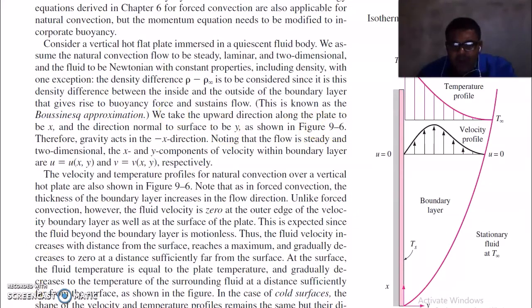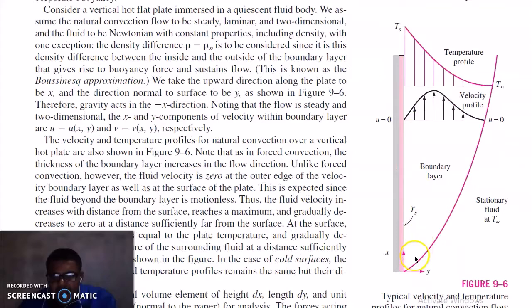Consider a vertical hot plate. So this is a vertical hot plate immersed in a quiescent fluid body. We assume the natural convection flow to be steady, laminar and two-dimensional, and the fluid to be Newtonian with constant properties. Exception: the density difference. This is to be considered since it is this density difference between the inside and outside of the boundary layer that gives rise to the buoyancy force and sustained flow.